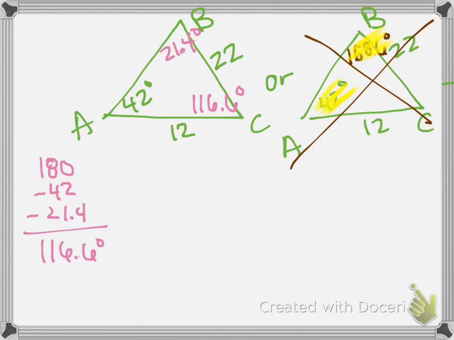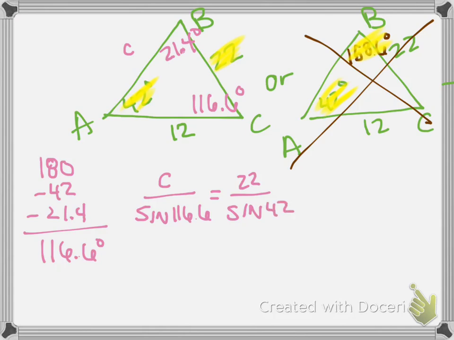The last missing piece I need to find is little c, and I don't have a 90-degree angle, but luckily I have some partners, so I'm going to be able to use my law of sines. Because I have an angle and an opposite side, I'm good to go. So I'm looking for angle C, side C. So I put that on top. Sine of 116.6 equals 22 divided by the sine of 42.